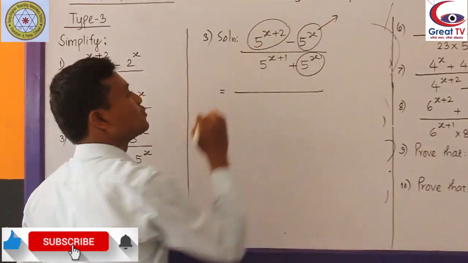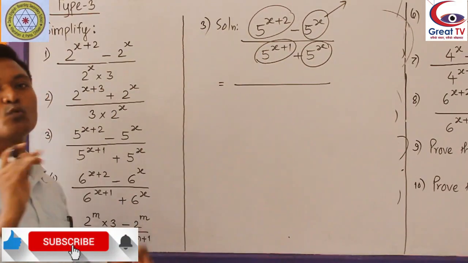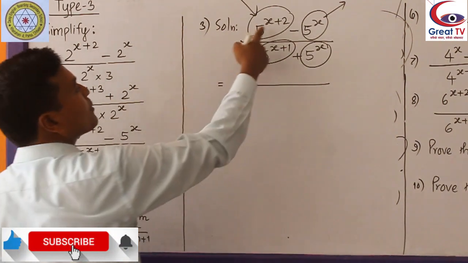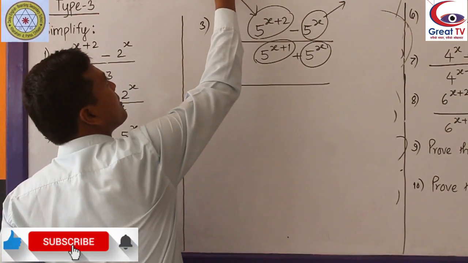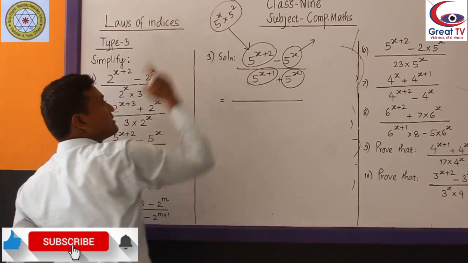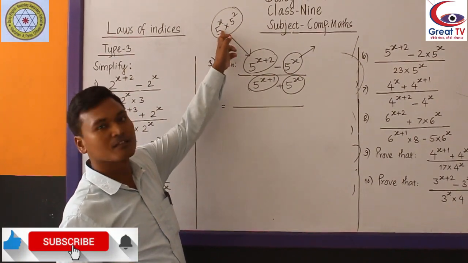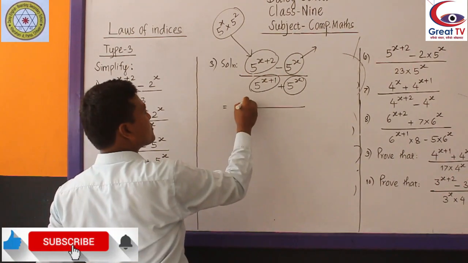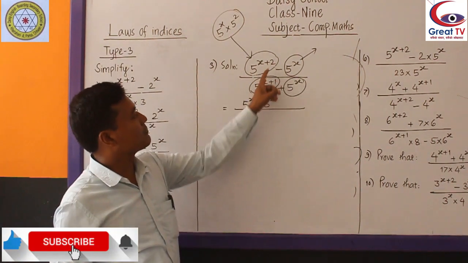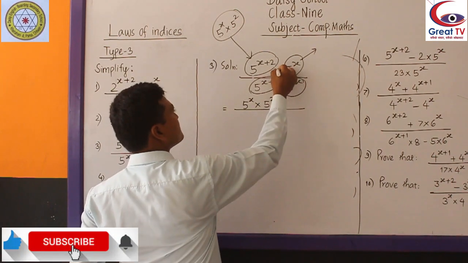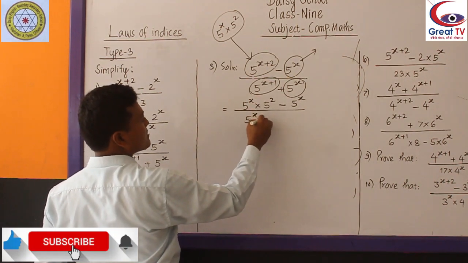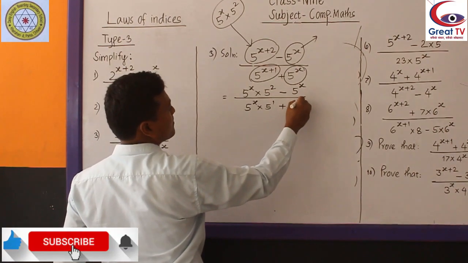But here 5 to the power x plus 2, we should break it. 5 to the power x plus 1, we should break the term again. Okay, 5 to the power x plus 2, it can be broken. What is the base? 5. 5 to the power x times 5 to the power 2. Okay, it can be broken this way. Because if you simplify this, you will 100% get this much. So let us break 5 to the power x times 5 to the power 2. Then minus sign, turn of minus sign. Here is 5 to the power x single. We can't break it. Again, downside 5 to the power x times 5 to the power 1. Plus sign 5 to the power x.